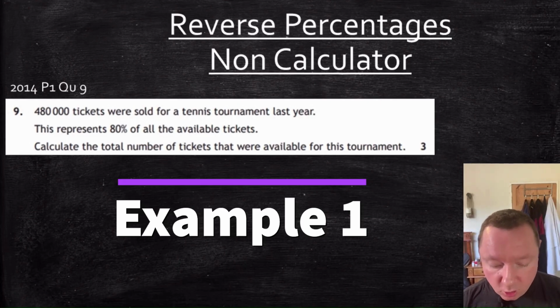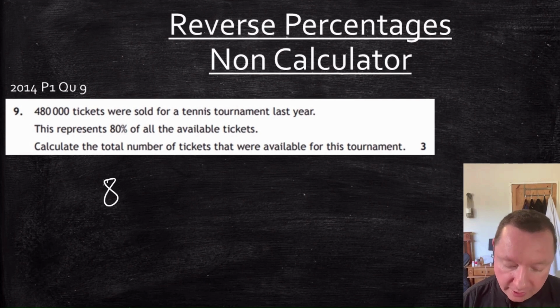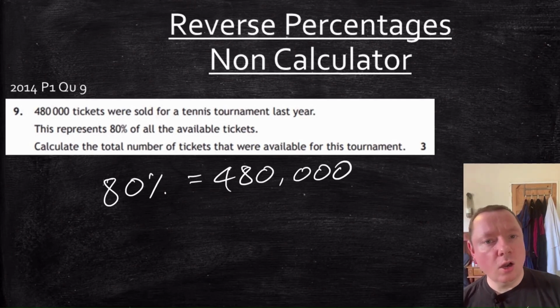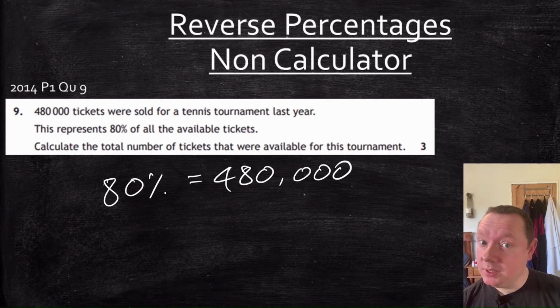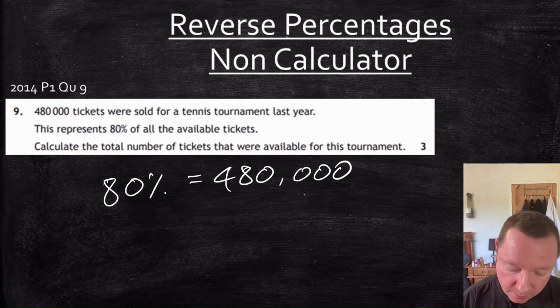480,000 tickets were sold for a tennis tournament last year. This represents 80% of all available tickets. Calculate the total number of tickets that were available for this tournament. I know that 80% represents 480,000, and I want to know what 100% is going to be. So I need to get down to 1% maybe, or 10%, and then back up to 100%. In this case, I can see that 80 does go into 480,000, so I'll find 1% by dividing by 80.